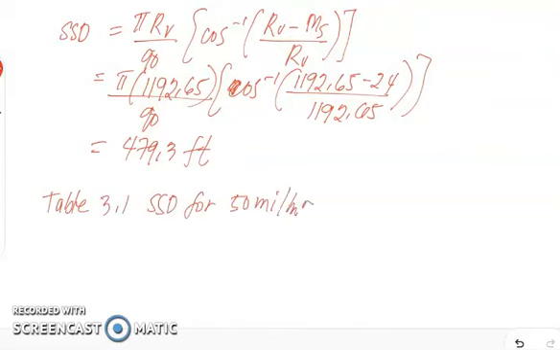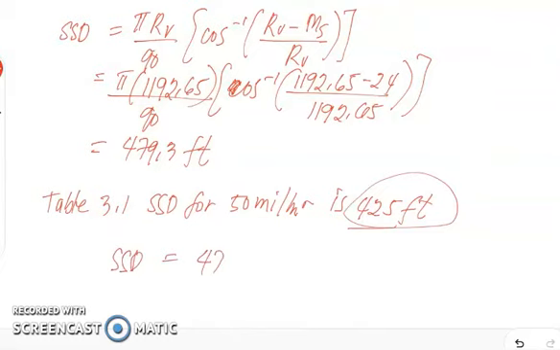So therefore, from table 3.1, the SSD for 50 miles per hour design speed is 425 feet. So therefore, this is the minimum requirement, 425 feet. So our SSD, which is equal to 479, this is the computed one, is sufficient since it is greater than 425 feet. This is sufficient for our design.